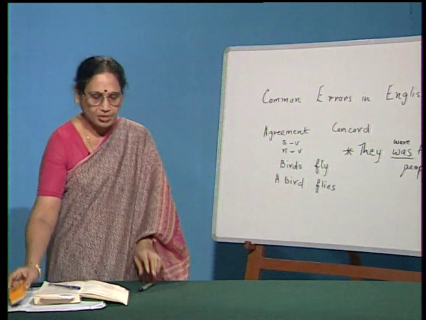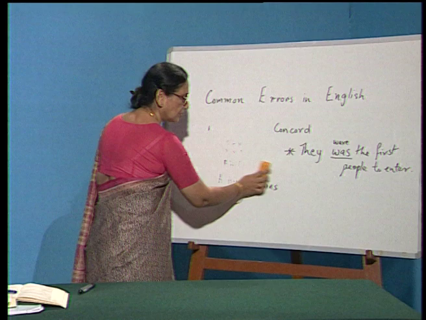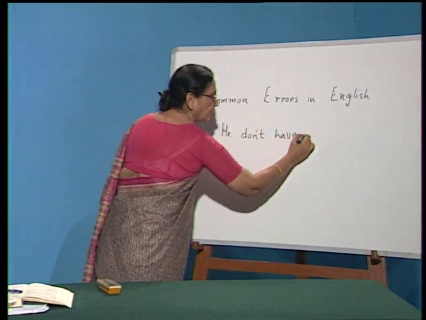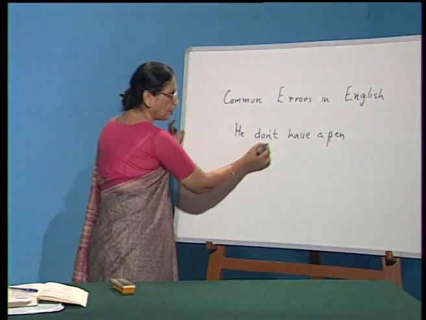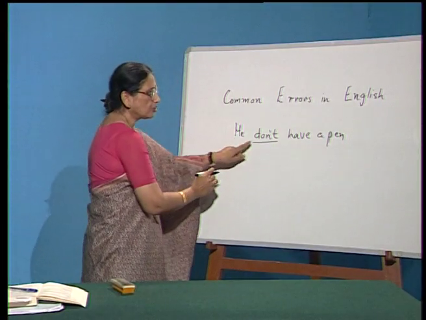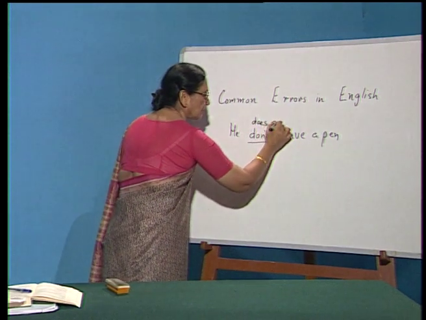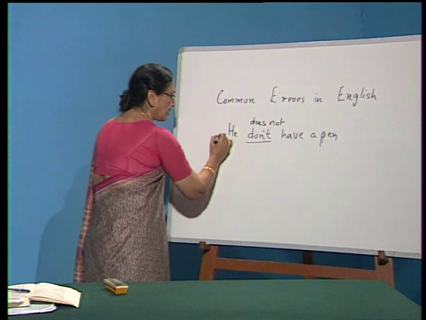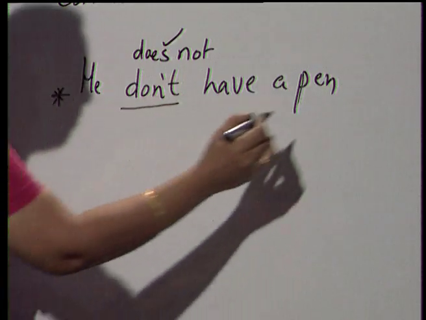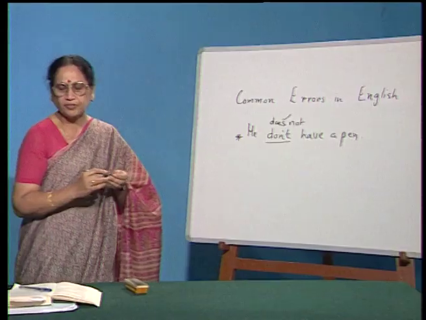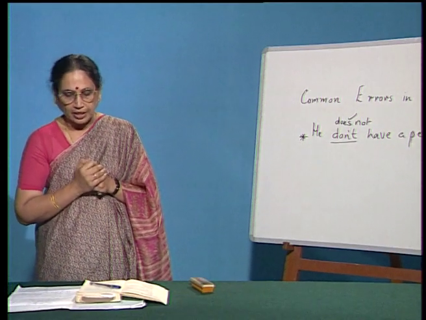Let us look at some more examples of agreement and concord. He don't have a pen. Is this correct? No, because again he should take the verb does not. Don't is incorrect, does not is correct. He does not have a pen. I have taken sentences of 2-3 different kinds. Let us take another sentence.